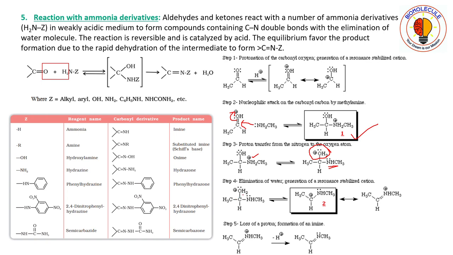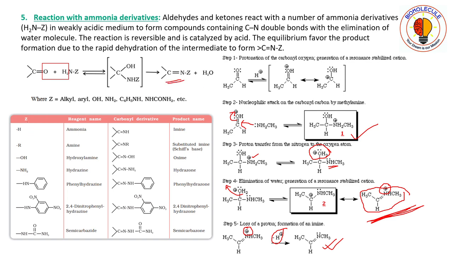This water molecule leaves forming a carbocation, and this is the resonance structure, canonical structure. So if we consider this one, here nitrogen has a positive charge, so the proton will leave, leaving a neutral compound. So this is the mechanism, or simply you can just remove one water molecule to get the final compound.